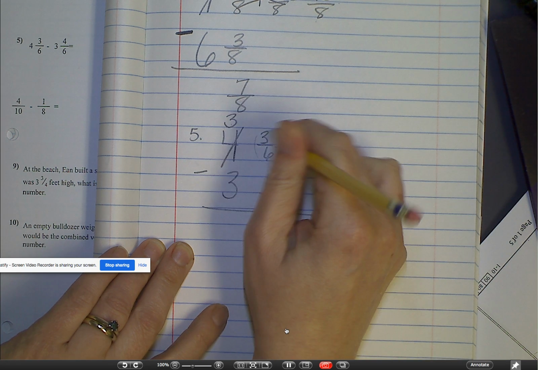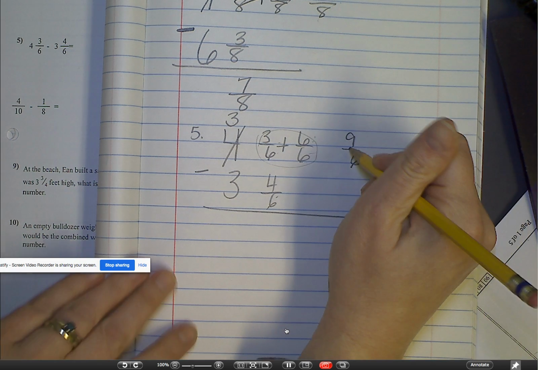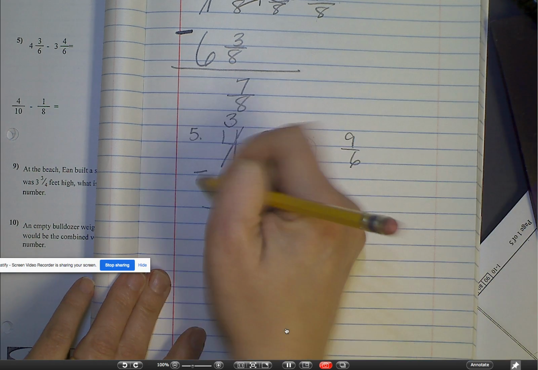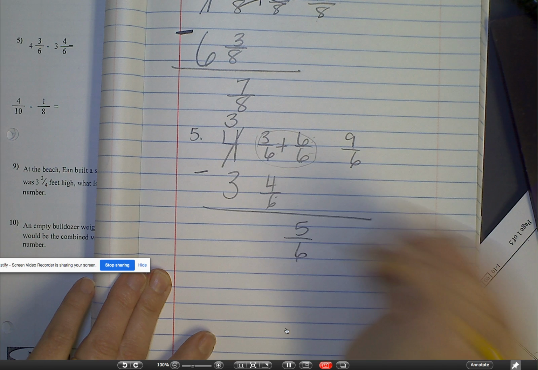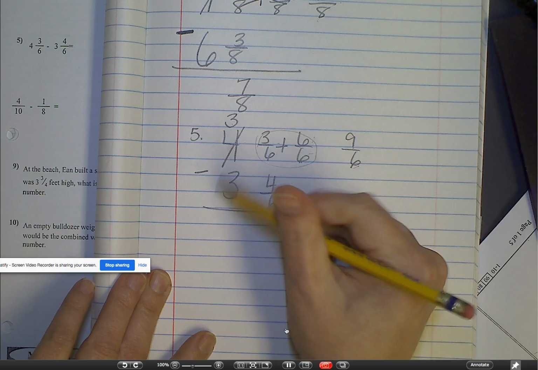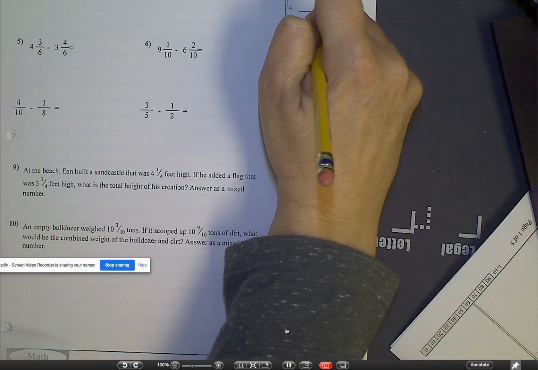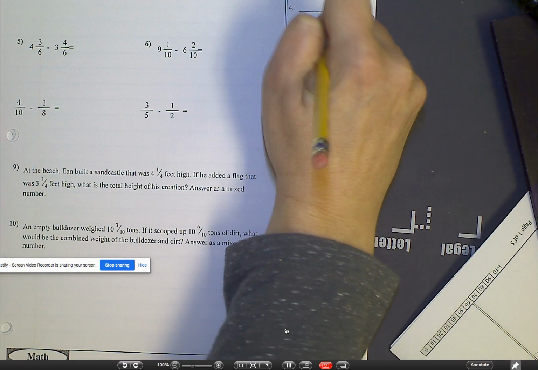So now I need to add this 6, 7, 8, 9. This is 9 over 6, right? Now I can subtract them. 9 minus 4 is 5. And then I keep my denominator, which is 6. So my answer is 5/6. 3 minus 3 is 0, so I don't do anything with that one. So for number 5, the answer is 5/6.